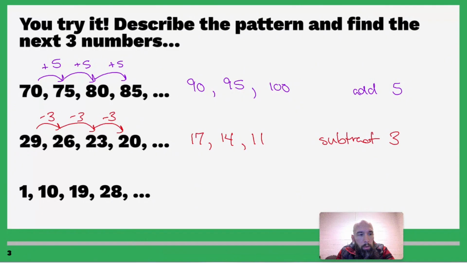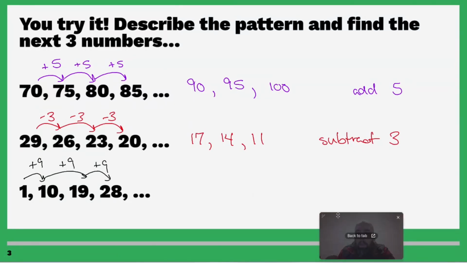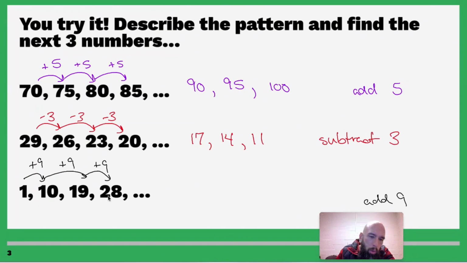Now, let's do another. These numbers are getting larger. So let me think. 1 plus what is 10? 1 plus 9 is 10, so you're going to add 9. 10 plus 9 is 19. 19 plus 9 is 28. So we're going to add 9 for this one. 28 plus 9 is 37. 37 plus 9 is 46. And 46 plus 9 is 55.